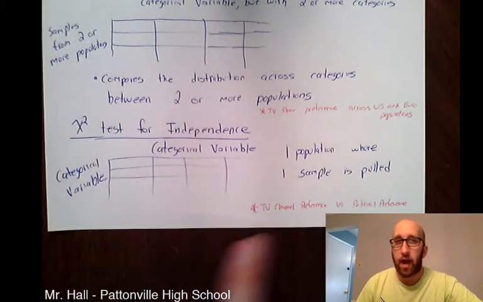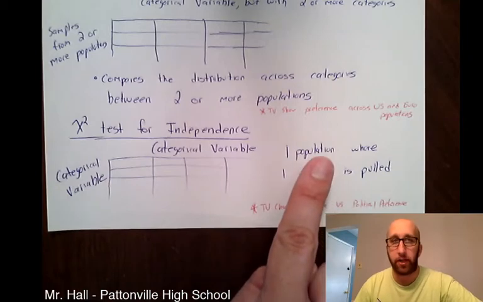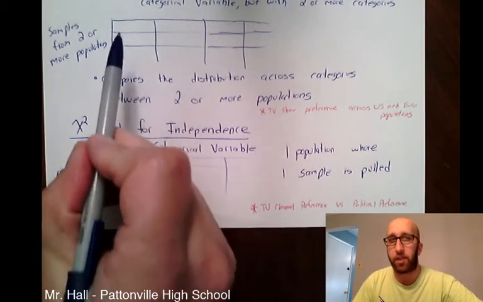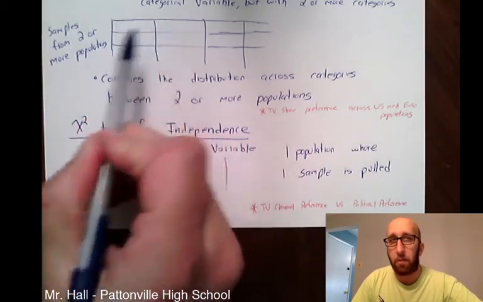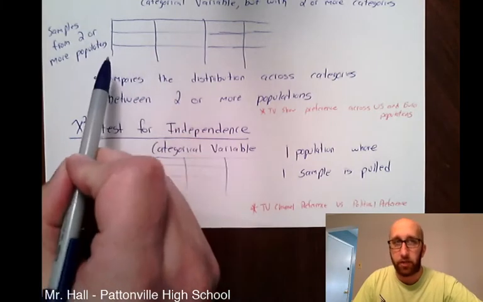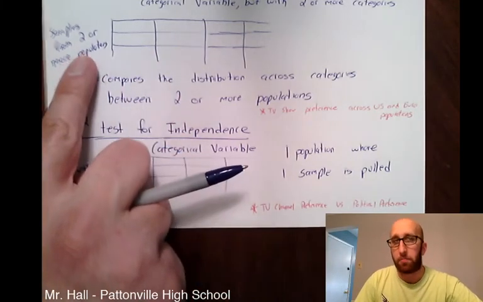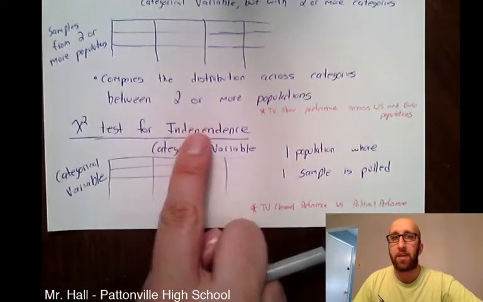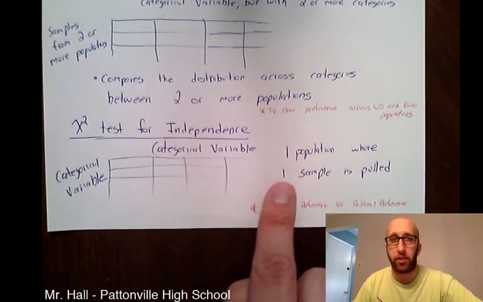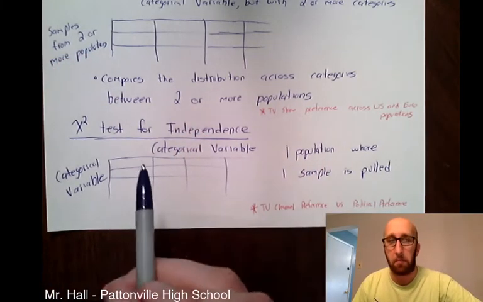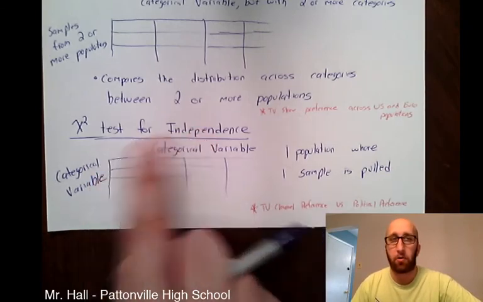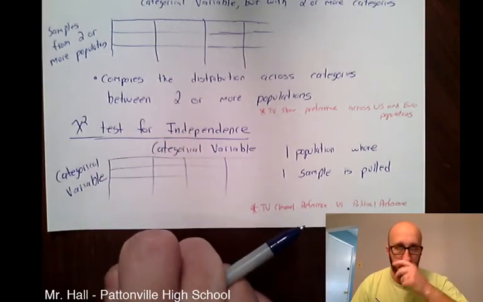The entire table comes from one population, whereas in a chi-square test for homogeneity, this is a sample from one population, this is a different population, a different population. You have multiple populations in homogeneity. Independence is a single population, and we're pulling a single sample. We're just categorizing people across two different types of categorical variables.